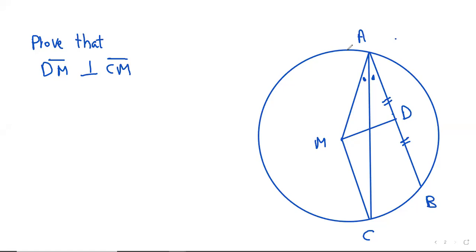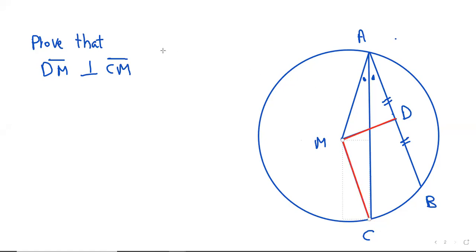AB is a chord of a circle M. AC ray bisects angle BAM and intersects circle M at C. If D is the midpoint of AB, prove that DM is perpendicular to CM. So I want to prove that DM here is perpendicular to CM. How can we prove that?